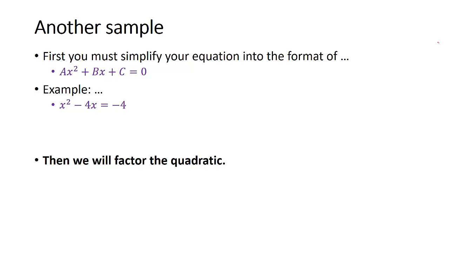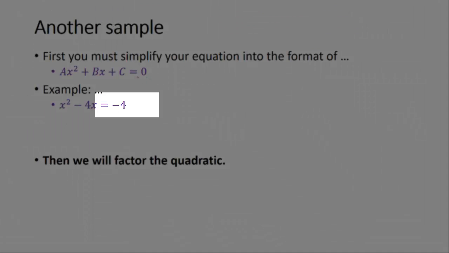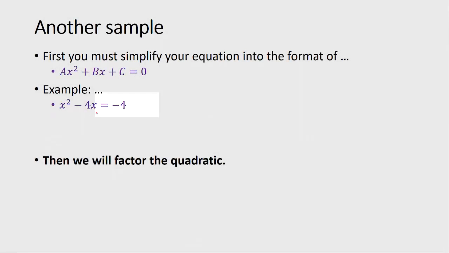So let's try another sample. First, we need to simplify our equation so it's into the format of ax squared plus bx plus c equals 0. So for my example, I have x squared minus 4x equals negative 4. First thing you'll notice is that it's not equal to 0 like it needs to be. So I have to first use my algebra to get this equal to 0. So I'm going to simply add the 4 from this side over to the other side. And now negative 4 plus 4 equals 0. And now I have x squared minus 4x plus 4 equals 0.